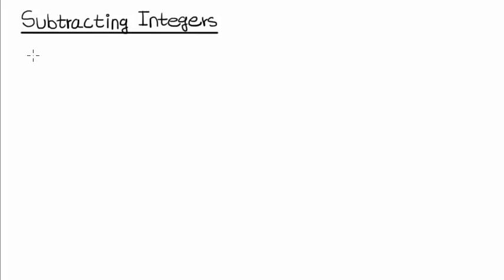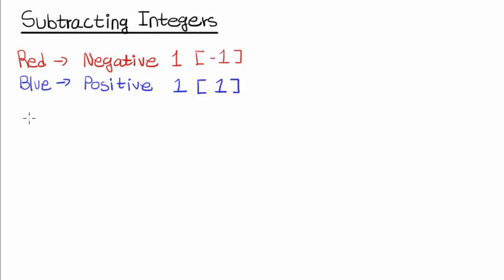So let's get started. Again, just like the last video, I will use a red circle here to represent -1, and I will use a blue circle here to represent +1. So let's start us off with an example here. In this example, we will find what the answer to -9 minus -3 equals.